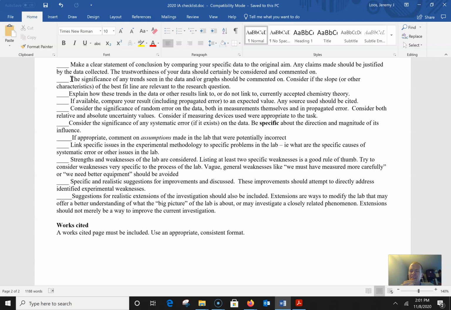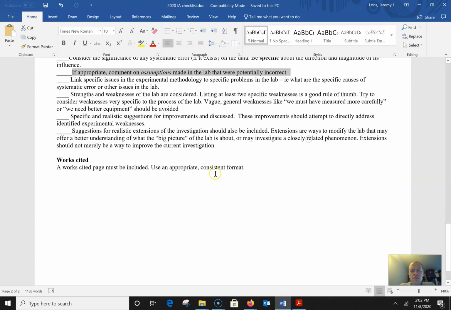Random uncertainty, what is the significance? Now, remember, random uncertainty really just comes from the measuring devices used. You can talk about the size of the error propagation. What is the size of the uncertainty compared to the value that you're measuring? Really think back, and if you have questions about the differences between random uncertainty, propagated error, and then systematic uncertainty or systematic error, let me know.